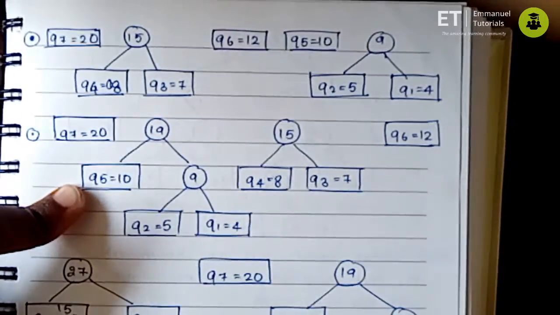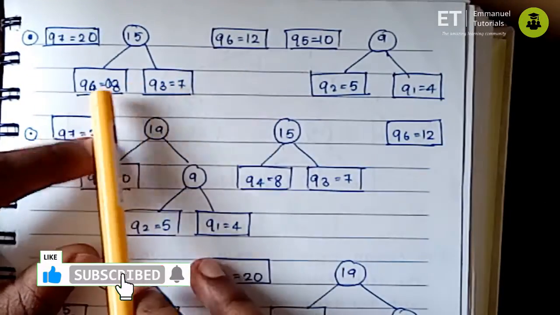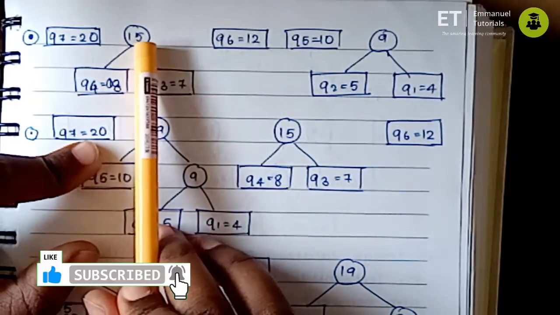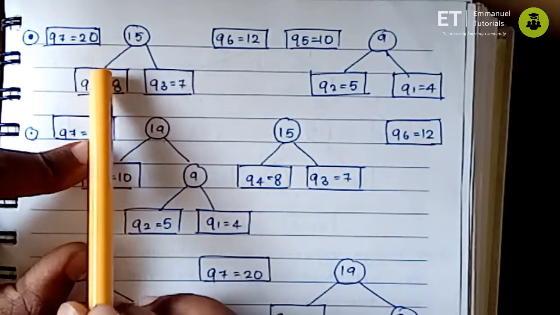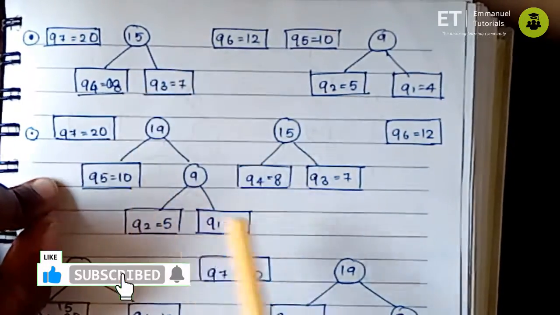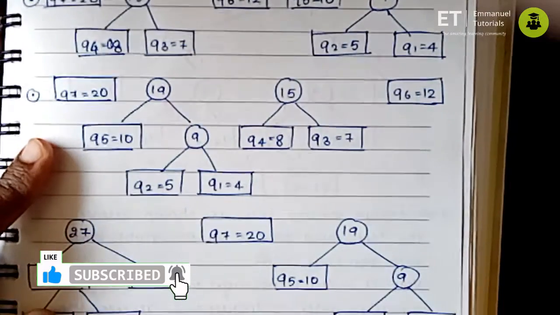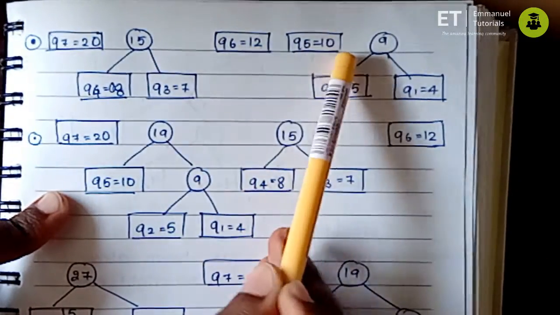So this is the next step. We have added 7 and 8 and got the result to be 15. We can't place it there. We have to place it in its appropriate position. So we have placed it here after 20 and before 12. The same step we'll repeat again. Now what we have is 20, 15, 12, 10 and 9.